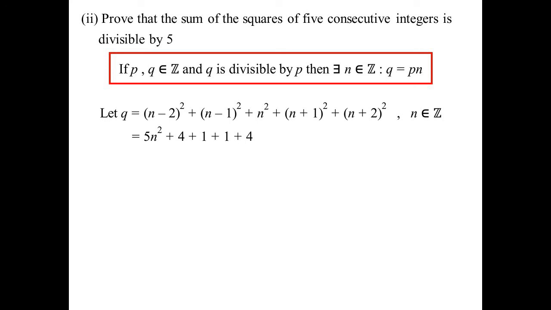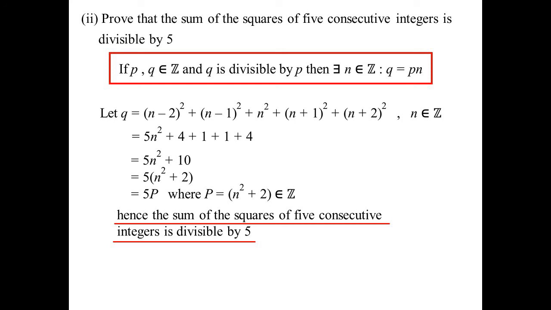So I'll have 4 and 1 and 1 and 4, which adds up to be 10. We're trying to show it's divisible by 5. So if I factorise by 5, then we get n squared plus 2. But yes, n squared plus 2 has to be an integer if n's an integer. So we have our result. Hence the sum of the squares of 5 consecutive integers is divisible by 5. So that's a direct proof.